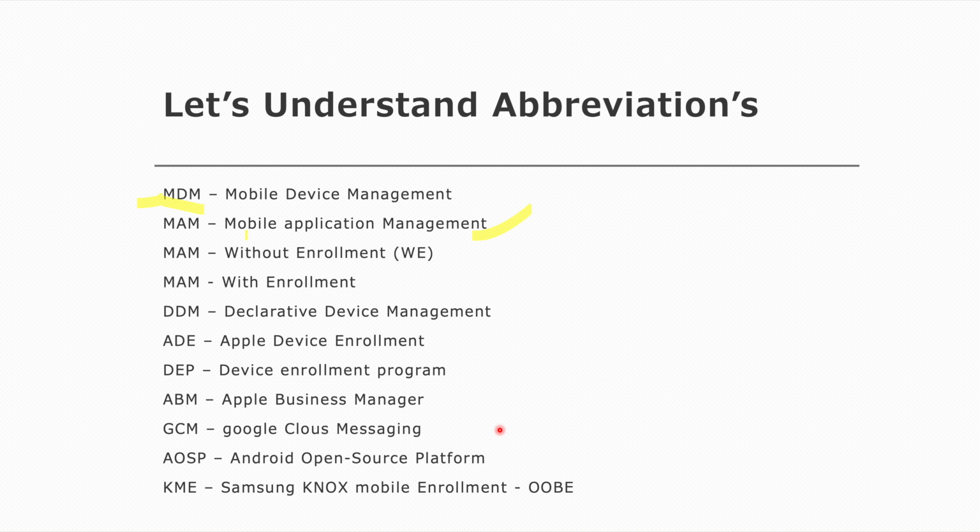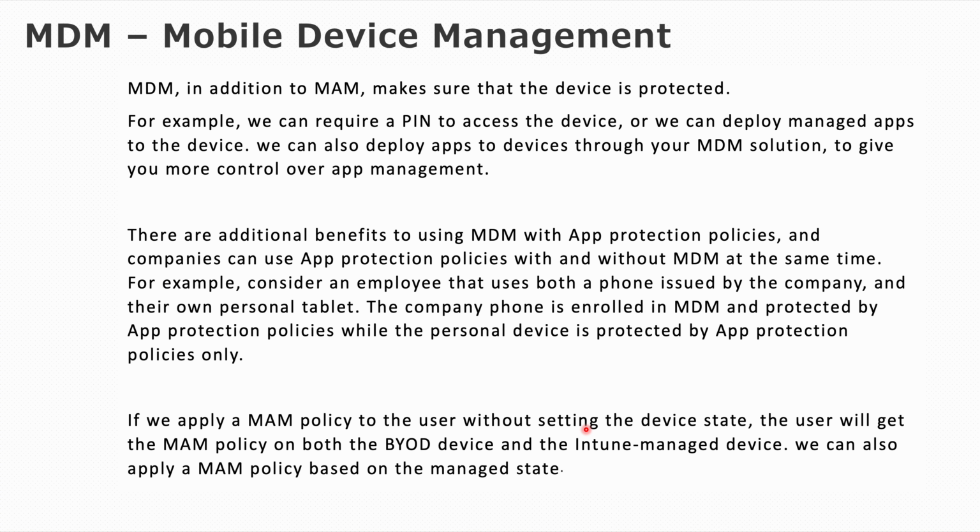GCM, Google Cloud Messaging. Sorry, the cloud spelling is a mistake. AOSP, Android Open Source Project. And KME, Samsung Knox Mobile Enrollment. This is only for company owned mobile devices, and it is specifically for Samsung. So I hope you understand these abbreviations so that it will be easy for you if I speak about MDM or MAM or anything, right? Let's understand what MDM is.